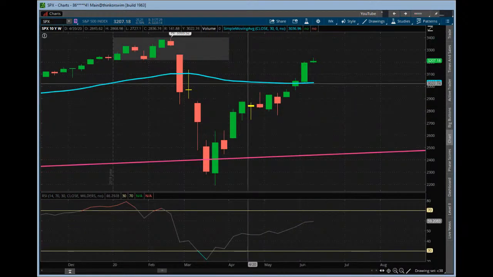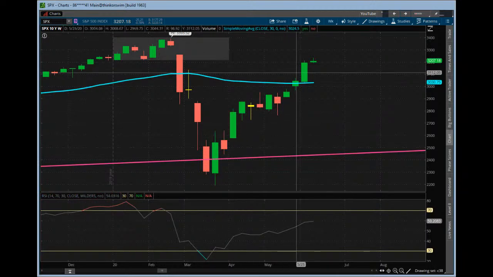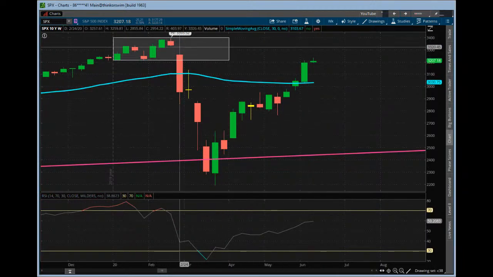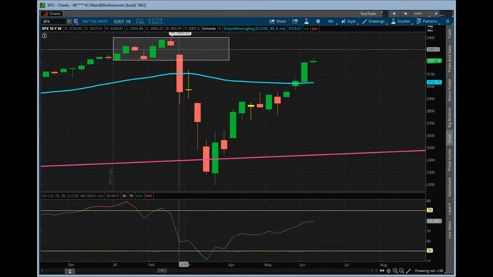Weekly chart, strong candle here over the 30 weekly moving average. Remember, this all started here. The reversal started with this bullish engulfing candle. RSI oversold on the weekly and then worked our way up pretty nicely. Again, we have this open gap on the weekly chart. Those are huge targets for price. So we'll see if we can continue to work up and get that gap filled.